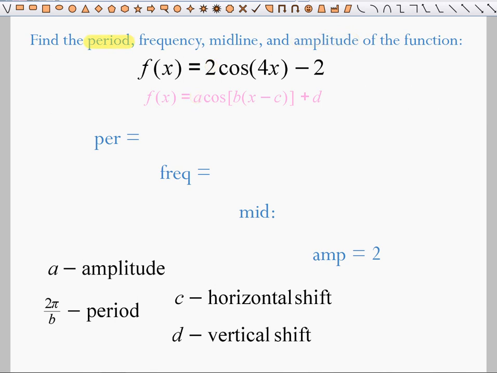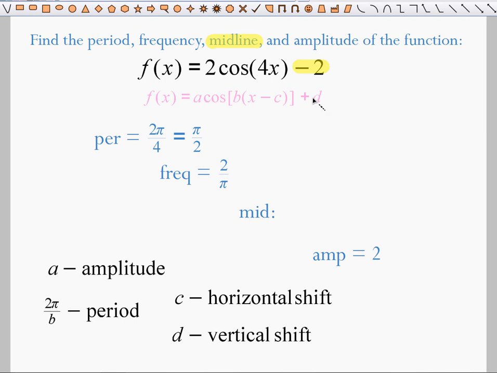The next one, the period. Remember the period was 2 pi divided by b. B is always going to be the coefficient in front of the x. So b is 4. So 2 pi over 4 is going to be our period, and then I want to reduce that fraction. For every pi radians, I have 2 cycles. Frequency, remember, is the reciprocal of the period. I have 2 cycles for every pi radians.